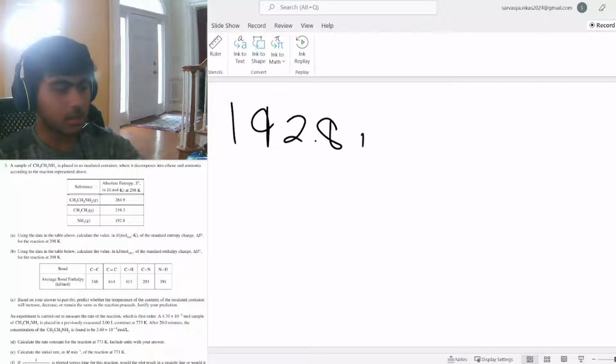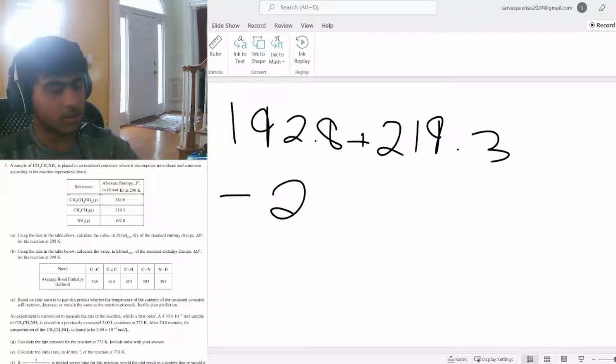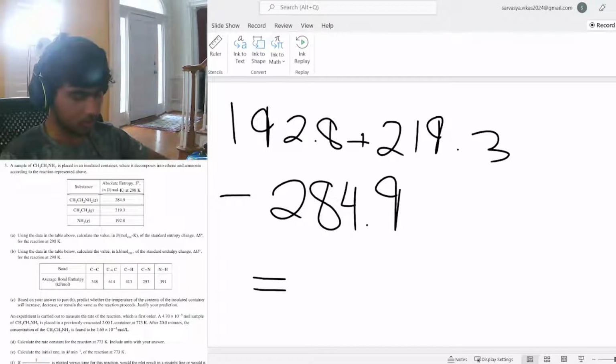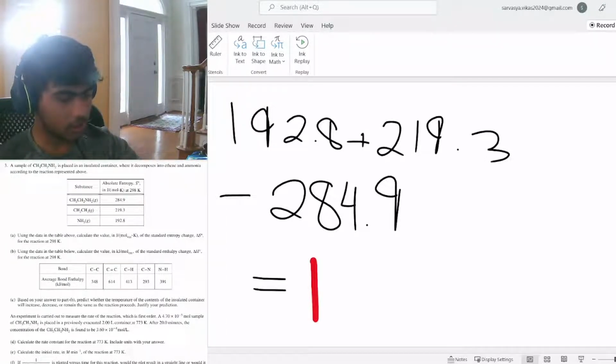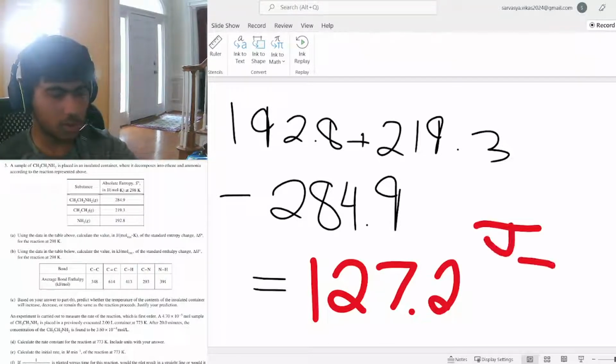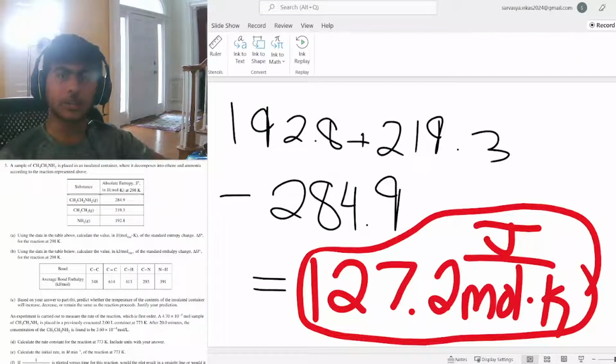and we're going to end up with 192.8 plus 219.3 minus 284.9, and we're going to get that this is equal to 127.2 joules per mole Kelvin, and that is our standard change in entropy of this reaction. Let's move on to the next part.